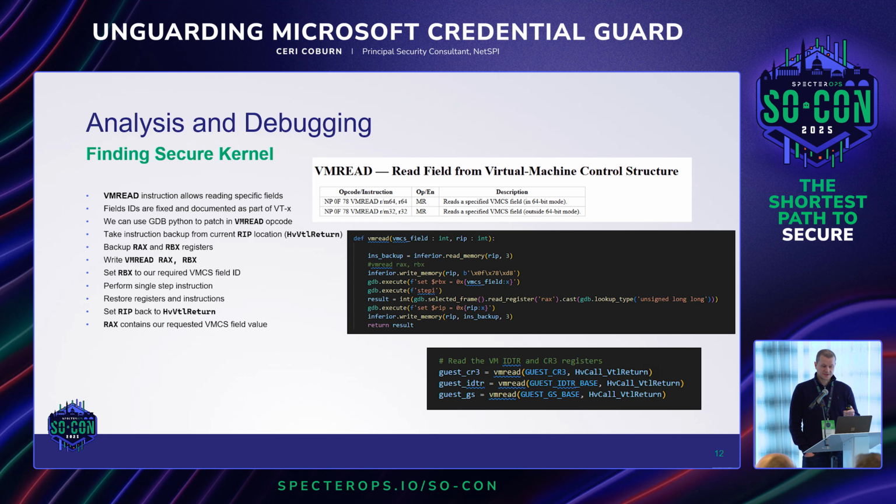And then you do a single step instruction after you've patched in the instructions that you're interested in executing. Once you get the data back out, which will be in the RAX register, you restore everything back to as it was so that you're not going to crash the operating system when you continue execution. So you're basically extracting information from the VMCS without needing to worry about where the offsets are within the VMCS structure.